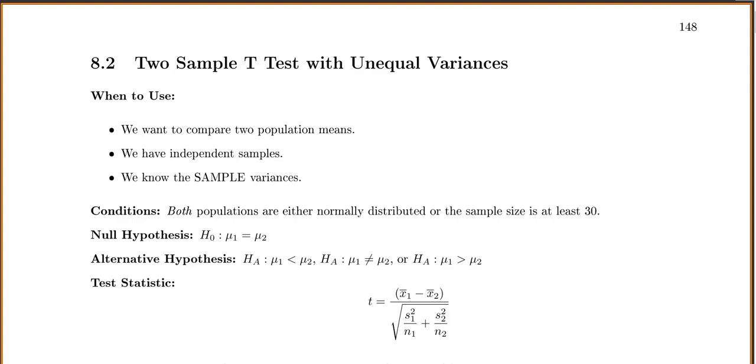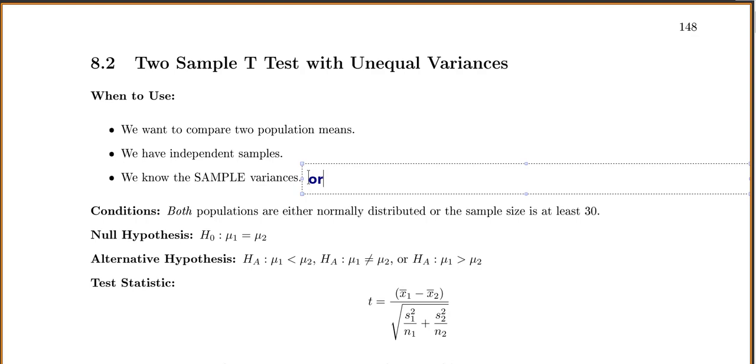This is our two-sample t-test with unequal variances. So we're going to use this one when we want to compare two population means, and we have independent samples, because our samples are supposed to be independent. Notice here I have sample emphasized, the sample variances, because t-tests are always for sample standard deviation and variance.